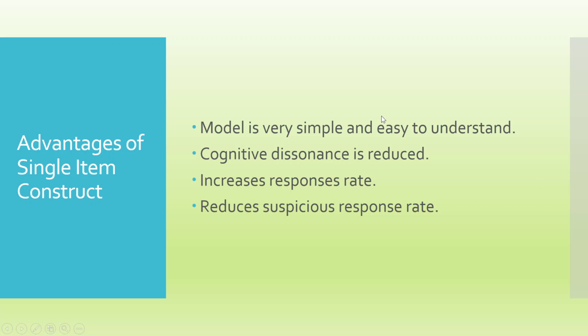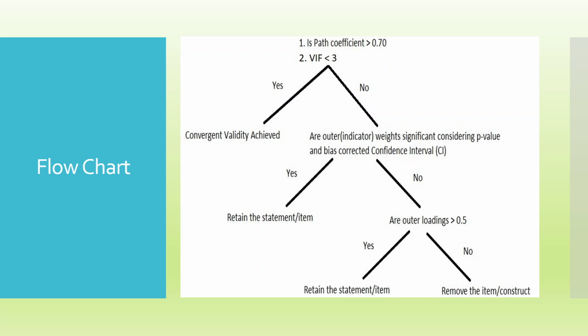What are the advantages of a single item construct? The model is very simple and easy to understand. Cognitive dissonance is reduced, it increases the response rate, and reduces suspicious response rate. So these are all advantages of using a single item construct to check the convergent validity of the formative construct. Now there is a flow chart which we will have to follow when we are running the analysis.